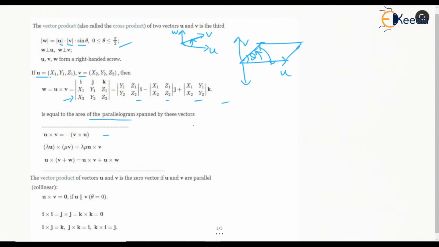So this is anti-commutative. Scalar multiplication is okay, distribution is also okay.